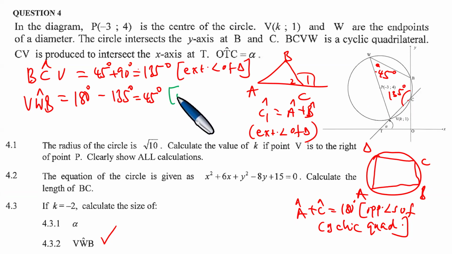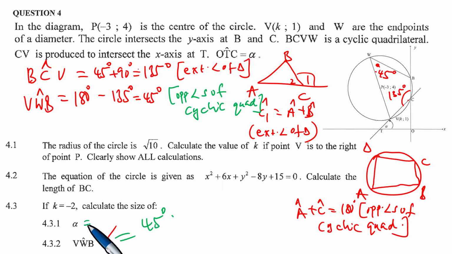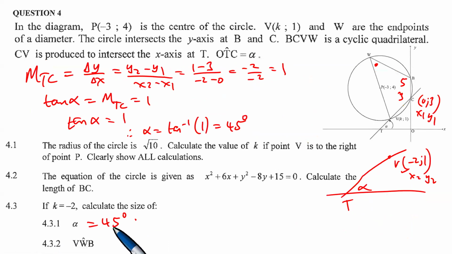Because these are opposite angles of a cyclic quad, okay? So now this is very important: opposite angles of a cyclic quad. So the angle VWB like this is equal to 45 degrees, and these are opposite angles of a cyclic quad. We have already seen that this is equal to 45 degrees there. By using a calculator, we were able to get the angle alpha in the previous question over here.